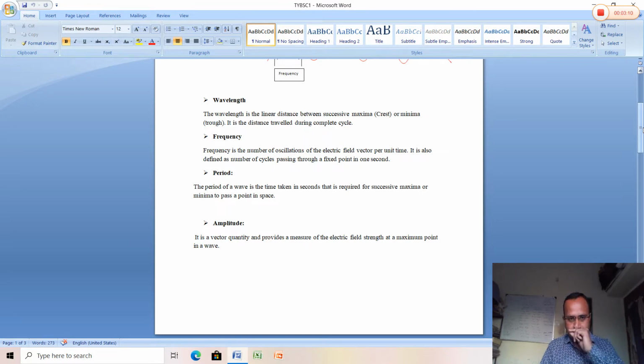Period is the third property of electromagnetic radiation. The period of the wave is the time taken in seconds that is required for successive maxima or minima to pass a point in space. The next property of electromagnetic radiation is amplitude. It is a vector quantity. Quantities are of two types, vector and scalar. Amplitude is regarded as a vector quantity and provides a measure of the electric field strength at a maximum point in a wave.